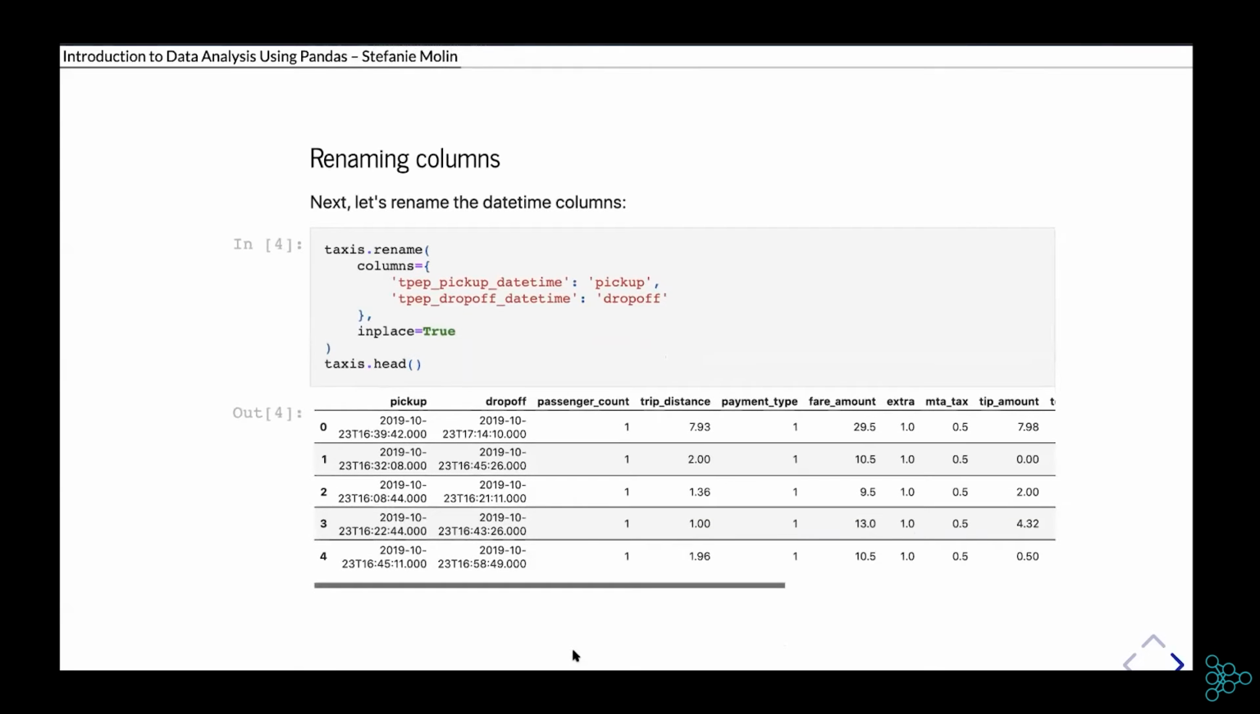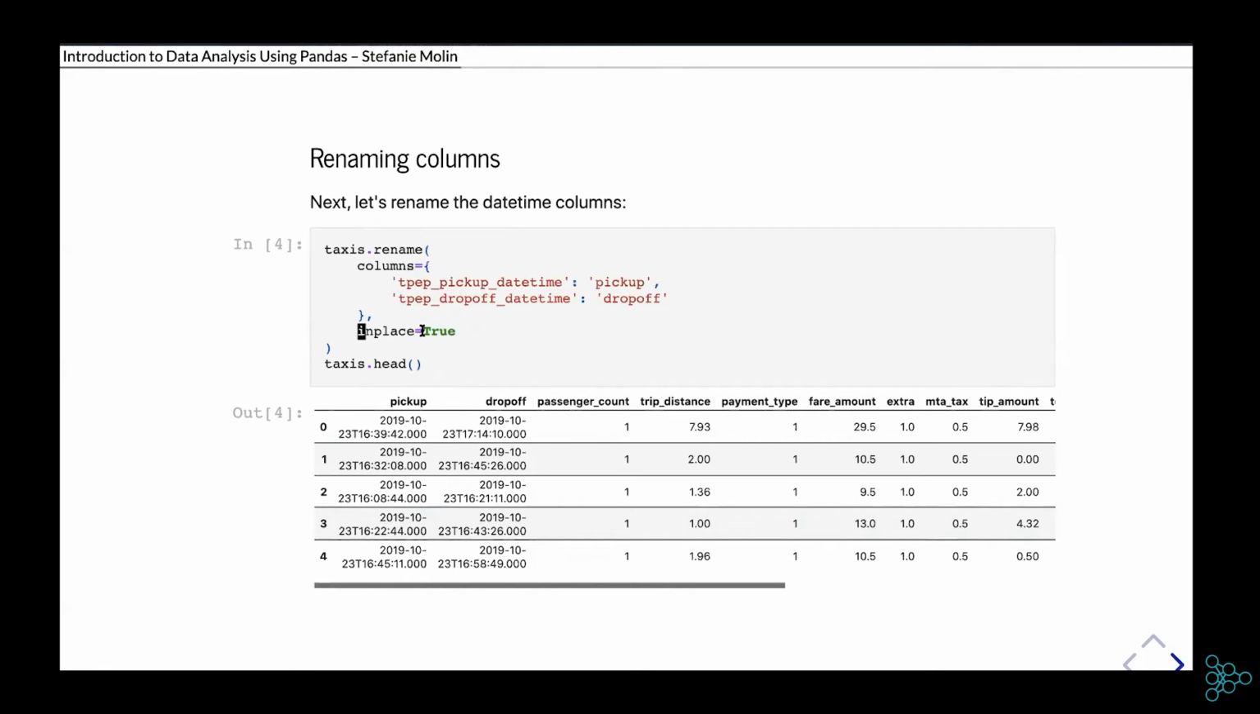Next up, we could rename columns. You were probably wondering what that TPEP in the front of pickup datetime and dropoff datetime meant. We don't need that, and it's just extra verbose, especially for typing, so we would want to rename those. We would call the rename method to do so, and in this case, we're going to pass to columns a dictionary that maps the old name to the new name, what we want to rename it to. In this case, we're just renaming those two.